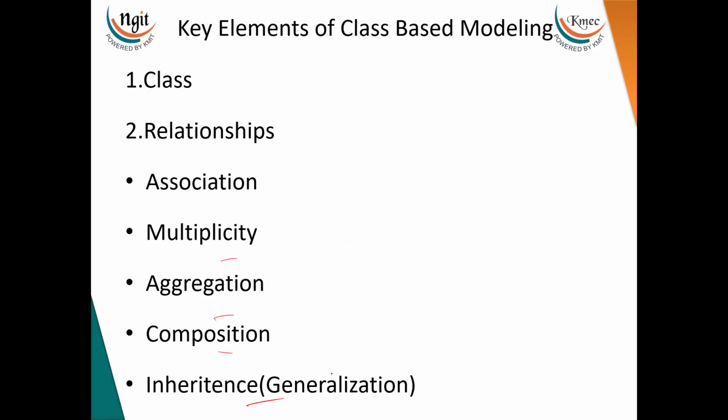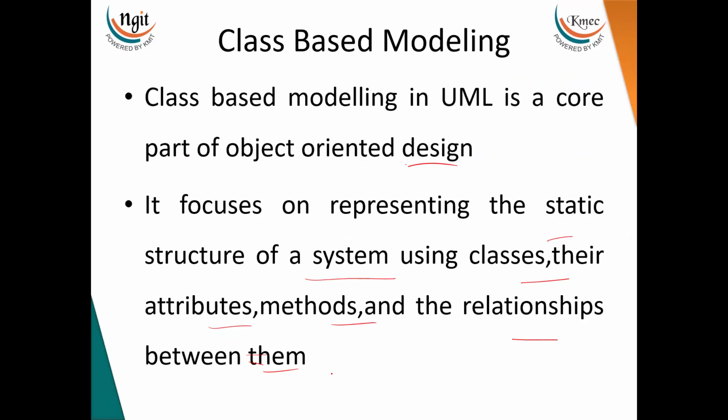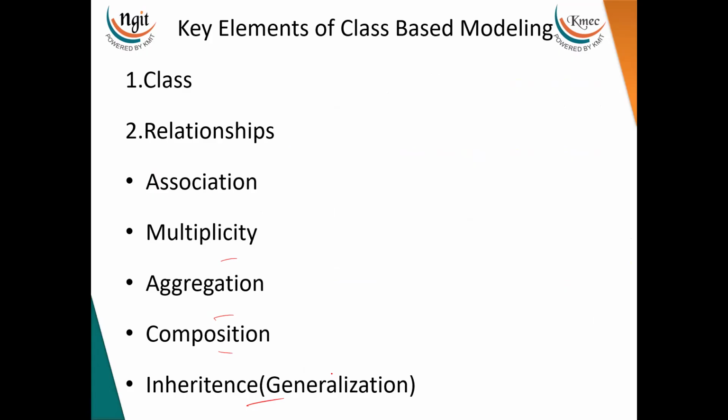So what exactly is class-based modeling? Class-based modeling is a core part of object-oriented design. It is used to describe the structure of objects in the system. Clear? So now a class will represent a template or a blueprint for creating the objects. The key components are already discussed here: class and relationships.